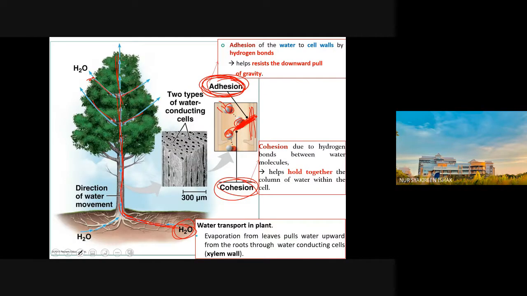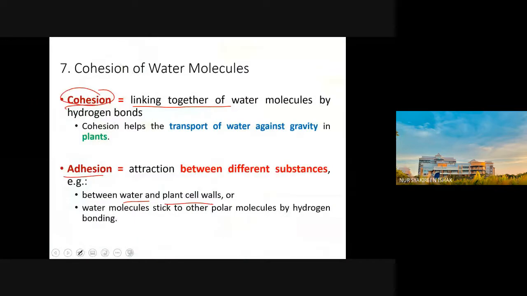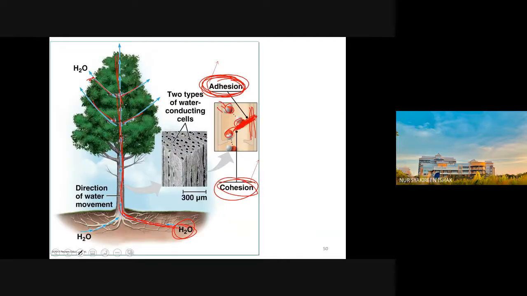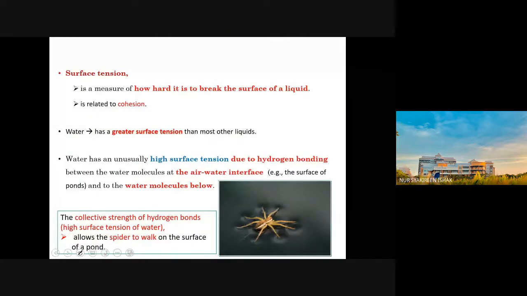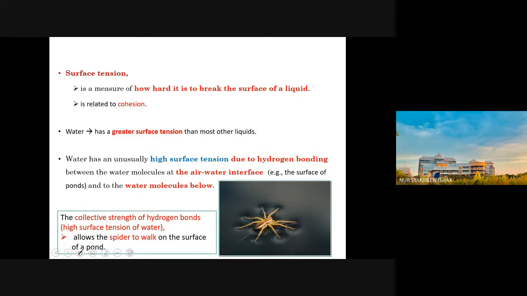So the next one also involves cohesion. Remember, cohesion is the attraction between water molecules through the formation of hydrogen bonds. Another phenomenon is surface tension. Surface tension is a measure of how hard it is to break the surface of a liquid. It is also related to cohesion. Water therefore has a greater surface tension than most other liquids due to the ability of water molecules to form hydrogen bonds.